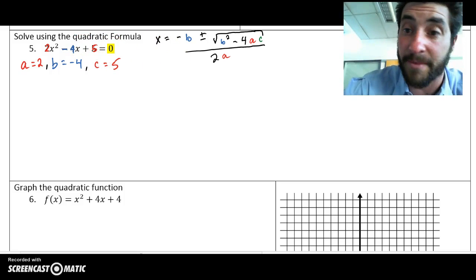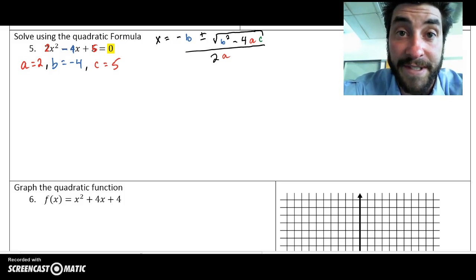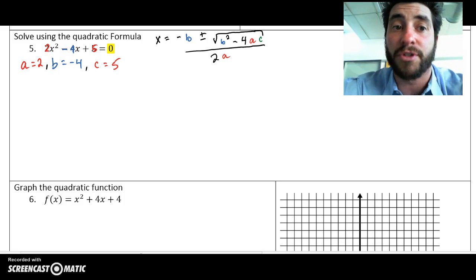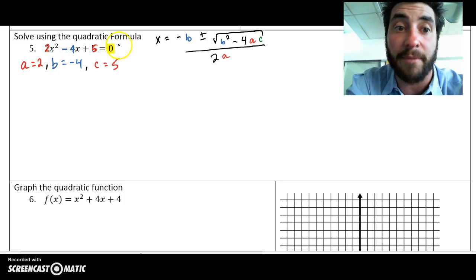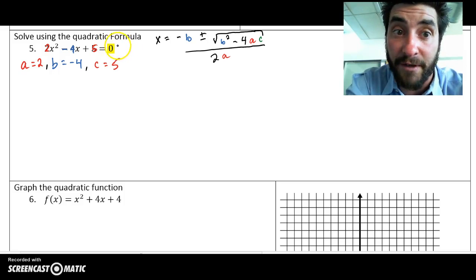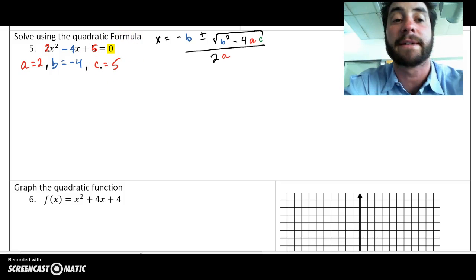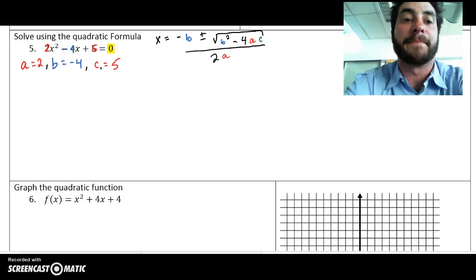That's the only time it's going to work. So if it's not, make sure to subtract away whatever number is here. Make sure to get rid of it. If there's a 5 here, subtract 5 from both sides. Okay, so let's plug it in.